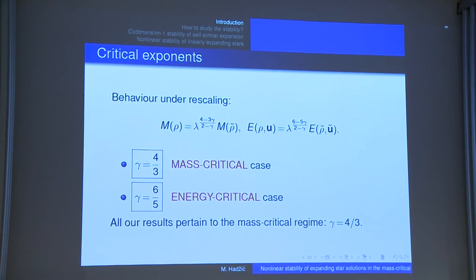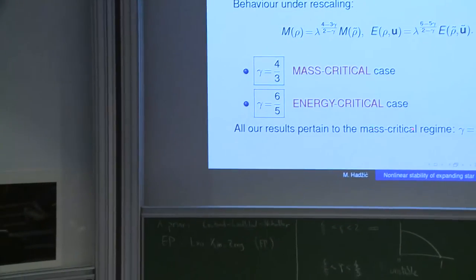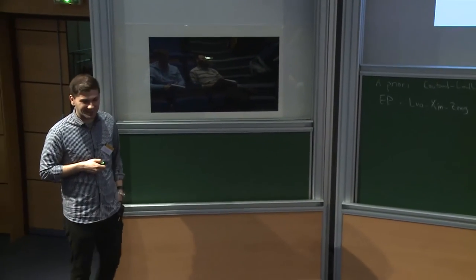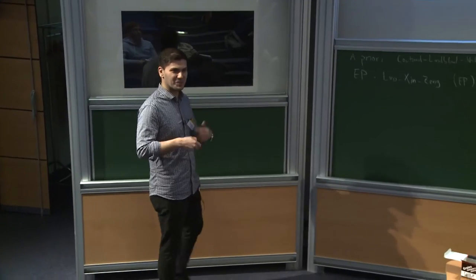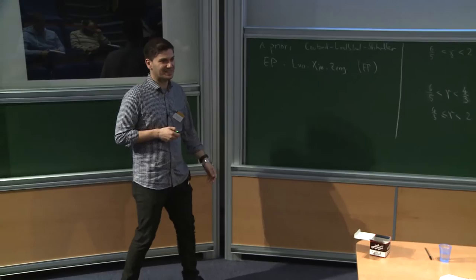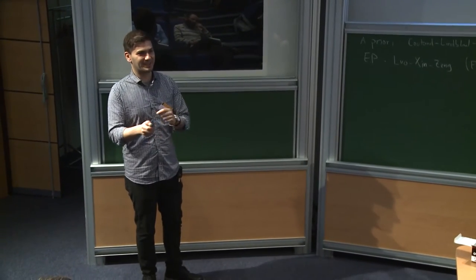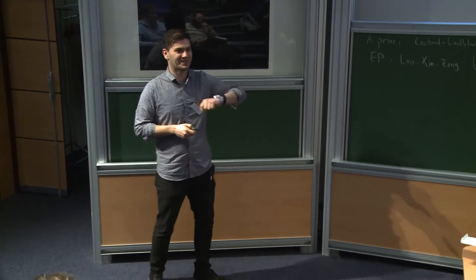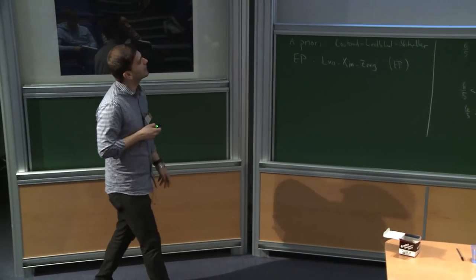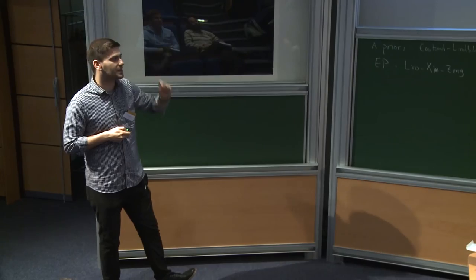All of the results for the remainder of this presentation will pertain to the mass critical case gamma equals 4/3. I said article because the actual article is supposed to appear tomorrow on the preprint server, on the arXiv. Anyway, okay, this is the key point to remember. So gamma equals 4/3 is the mass critical case.